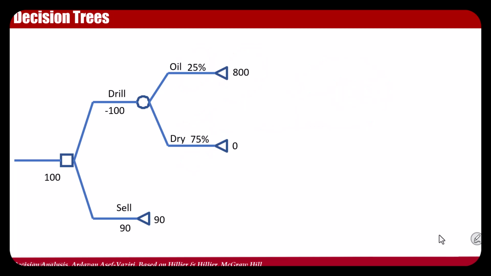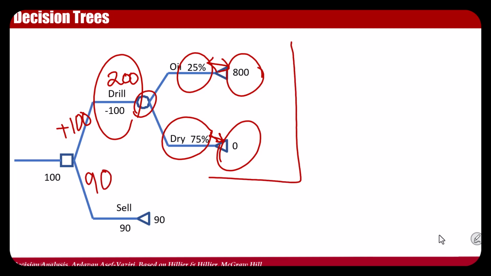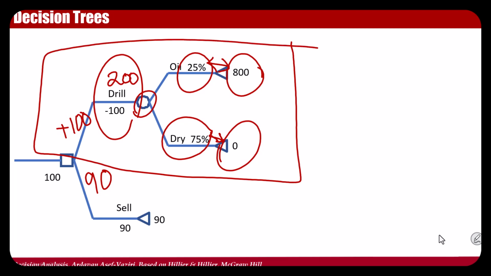So if you want to know the expected outcome of this decision, that is 800 times 25% plus 0 times 75%. And this result is $200,000. And because we have spent $100,000, then the net result is plus $100,000. Here I have $90,000. Therefore, if I'm thinking about expected outcome, that is my choice, drill.